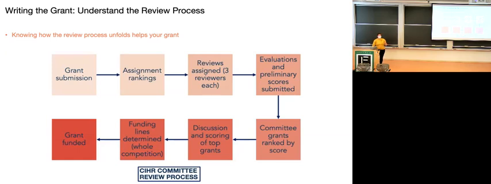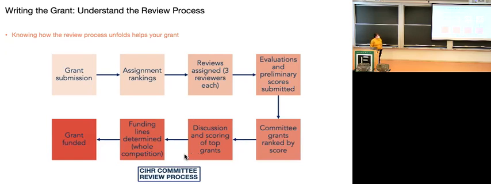The discussion happens: the first person reads it and says their evaluation, the second person, the third person, the committee discusses, and then the committee, based on the discussion, gives the final score. So if you don't have somebody who can champion your grant, sometimes they fall after the discussion.